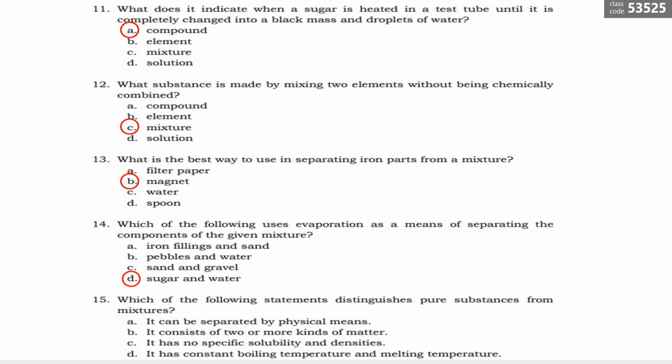Okay, number 15. Which of the following statements distinguishes pure substances from mixtures? A. It can be separated by physical means. B. It consists of two or more kinds of matter. C. It has no specific solubility and densities. And D. It has a constant boiling temperature and melting temperature. Go. Okay, time is up. Let's reveal the answer. It's letter D. It has a constant boiling temperature and melting temperature.